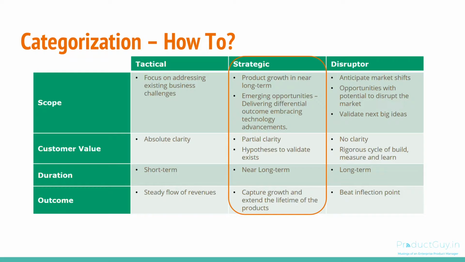The primary role of strategic requirements is to capture growth and extend the lifetime of the product. One likely example of a strategic requirement is adding augmented reality to an e-commerce site. We always have such an abundance of ideas, and the focus of strategic requirements is to identify which among those ideas can put the product on a growth trajectory.